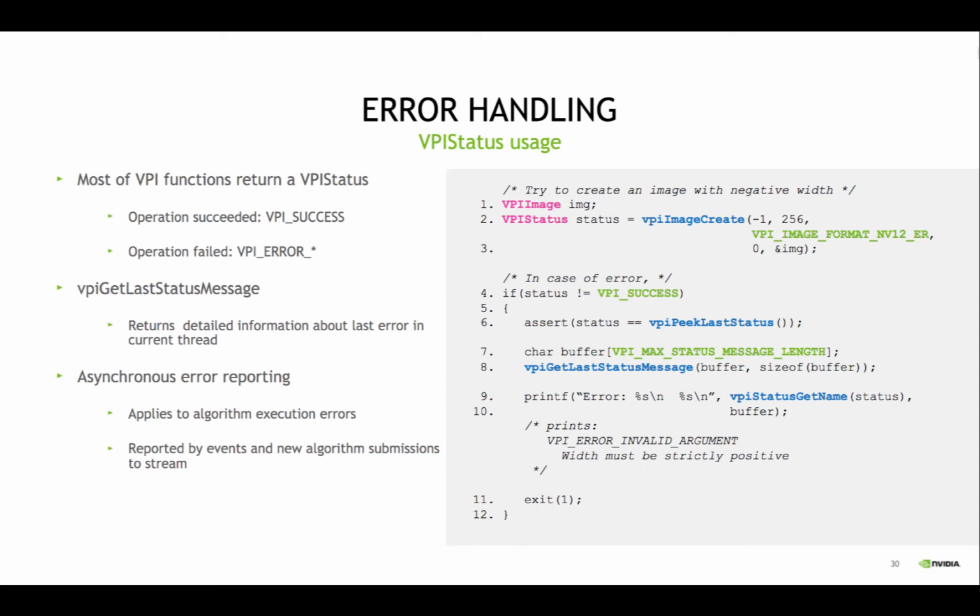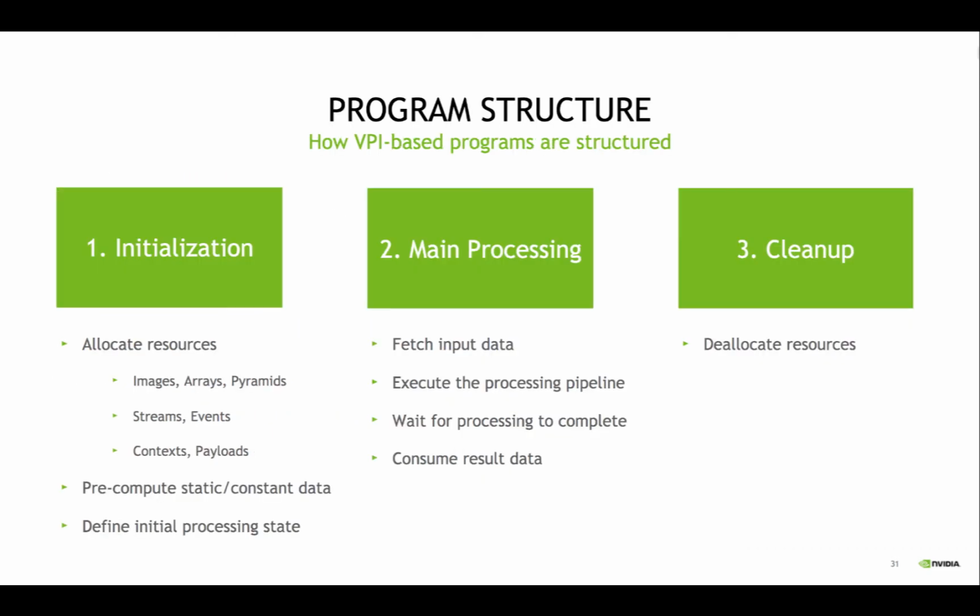Now let's take a look at the big picture, how your VPI-based program should ideally be structured in order to get the most performance out of VPI, while also adhering to some of the best practices in software design. You should divide your program into 3 stages. First is an initialization phase that happens once the program starts. That's where you allocate all resources you need: images, streams, events, payloads, etc.